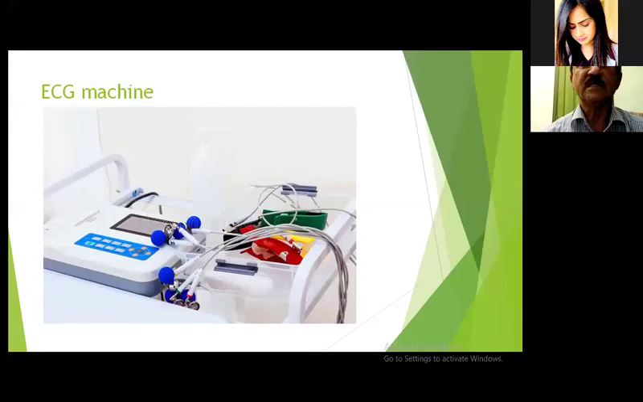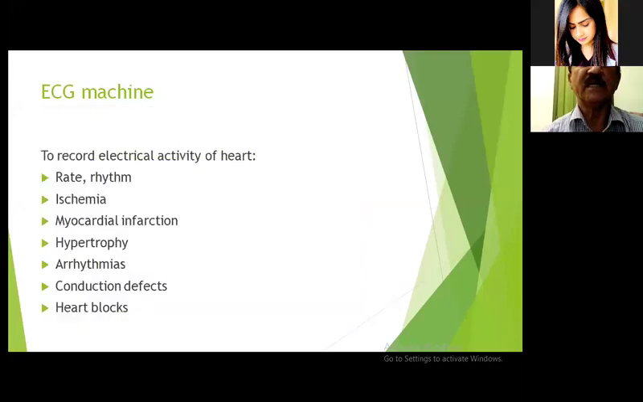The third device is the ECG machine. Look at this one. There are the electrodes, blue, green, red, and yellow. These are the limb leads, and the blue are the chest leads. We record the cardiac activity, the electricity of the heart, the rate, rhythm, and we look for ischemia, myocardial infarction, hypertrophy, cardiac arrhythmias, conduction defects, RBBB or LBBB, and heart blocks, first degree, second degree, third degree.